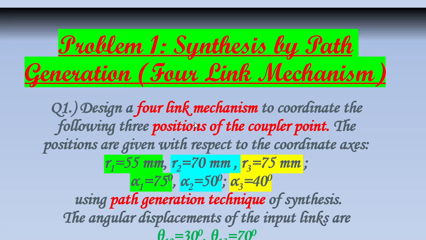So let's see the question again. We are given positions of the coupler point at 3 different positions. Let's call them E1, E2, E3. They are polar coordinates. Okay, now let's understand the question. We'll come back to the values later.